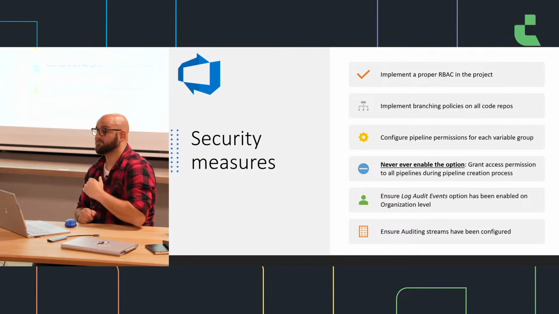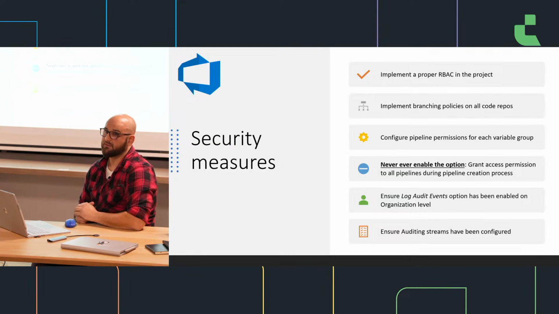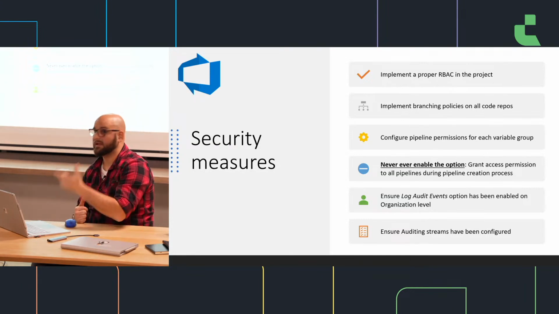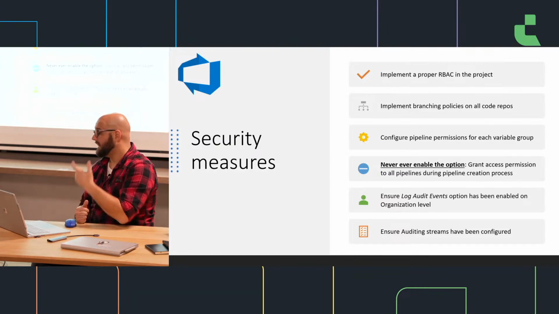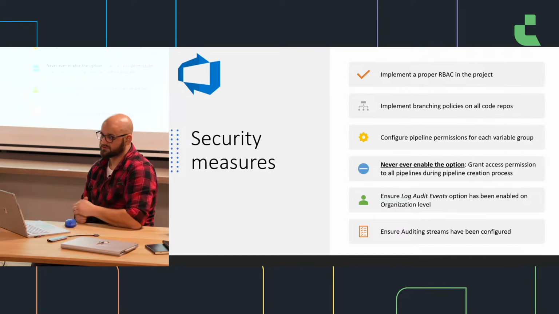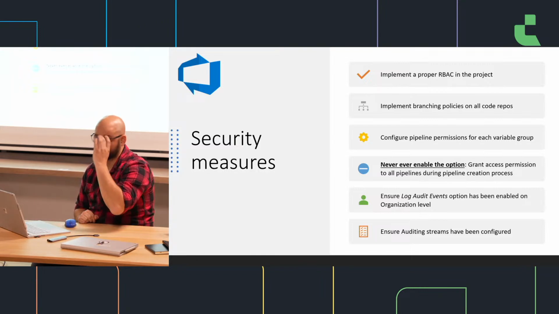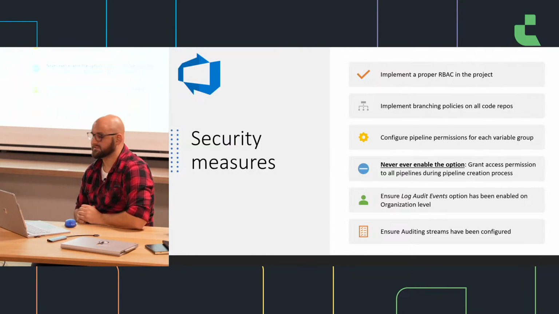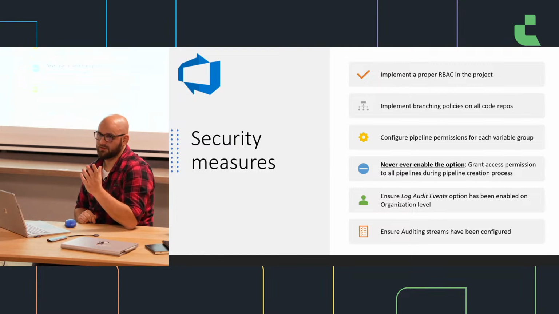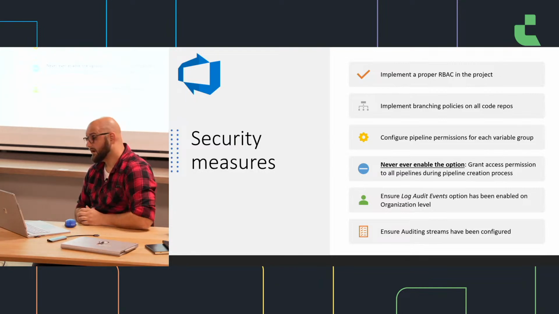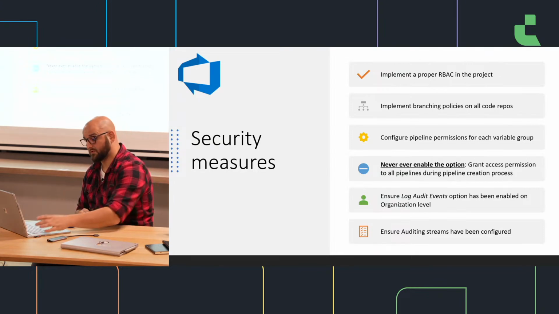And if something malicious happens, we still want a couple of things enabled to be able to trace back what happened and see what kind of data spillage you might have, and who is the person responsible for it. So we want to enable log audit events for every project, and we want to ensure that the auditing stream is configured. I'm going to show you all these things in a sec. For the first two, branching policies and RBAC, there's lots of documentation on the internet on how to do it, best practices, etc. However, the pipeline permissions for each variable group, definitely.